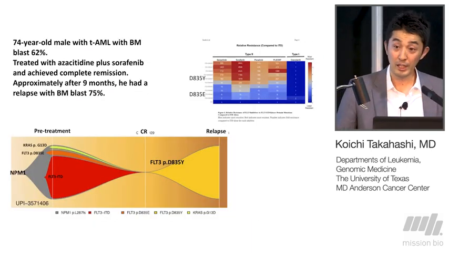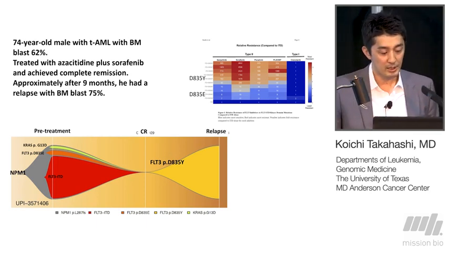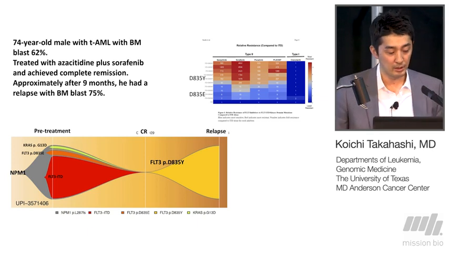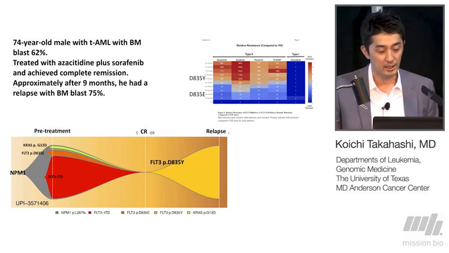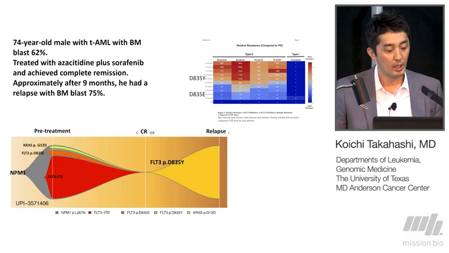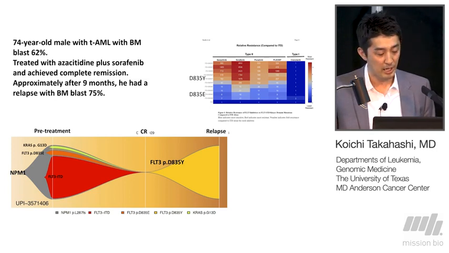We also started to analyze longitudinal samples, and we have accumulated about 10 or 20 cases now. This case really represents the power of longitudinal analysis. This was a 74-year-old male with therapy-related AML, presenting initially with 62% blasts in the bone marrow. This patient was treated with azacitidine and sorafenib, which is a FLT3 inhibitor, and achieved complete remission and enjoyed that for about 9 months. But eventually relapsed with 75% blasts 9 months later. And we had a pre-treatment sample and the relapse sample sequenced by the Tapestri.